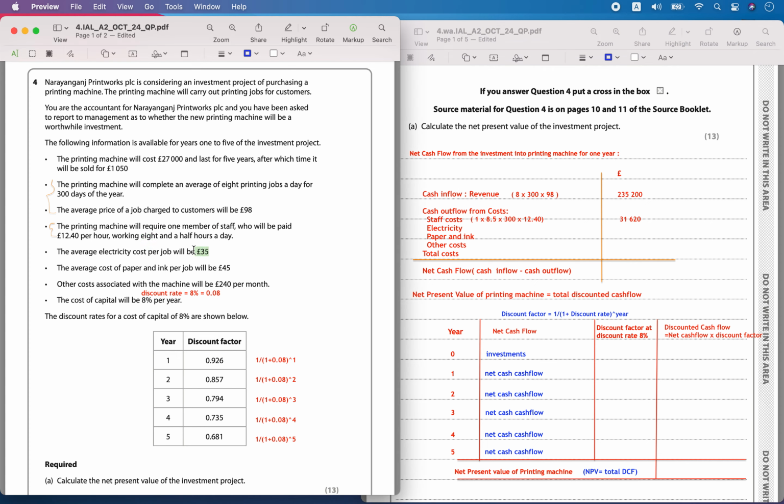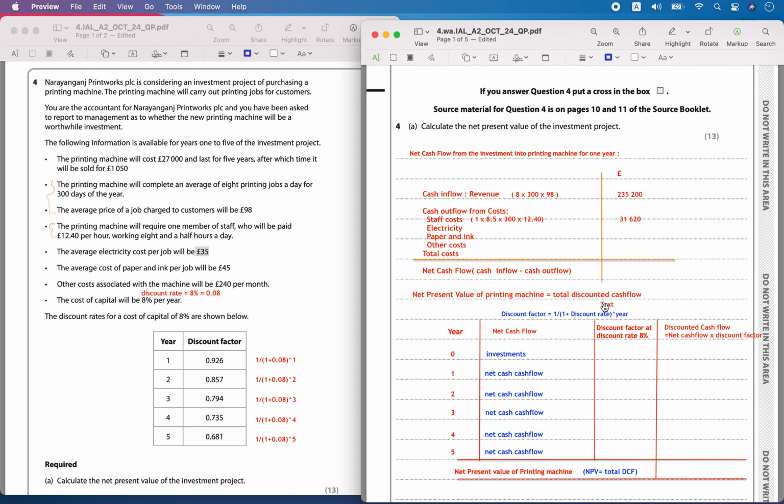Then we have the electricity cost, that is 35 pounds per job. How many jobs are there? There are 8 jobs, and it happens for 300 days. So 8 times 300 times 35 is equal to 84,000.